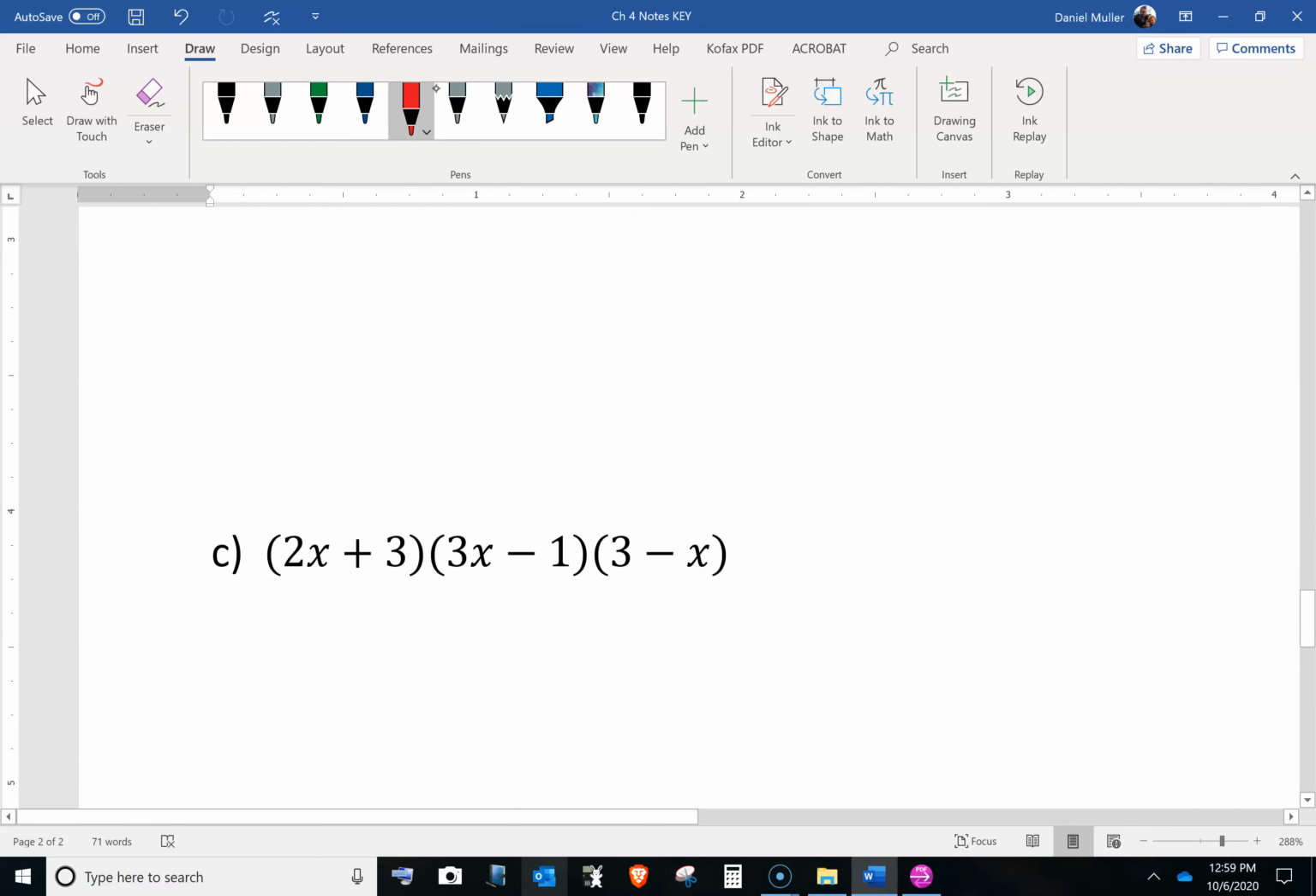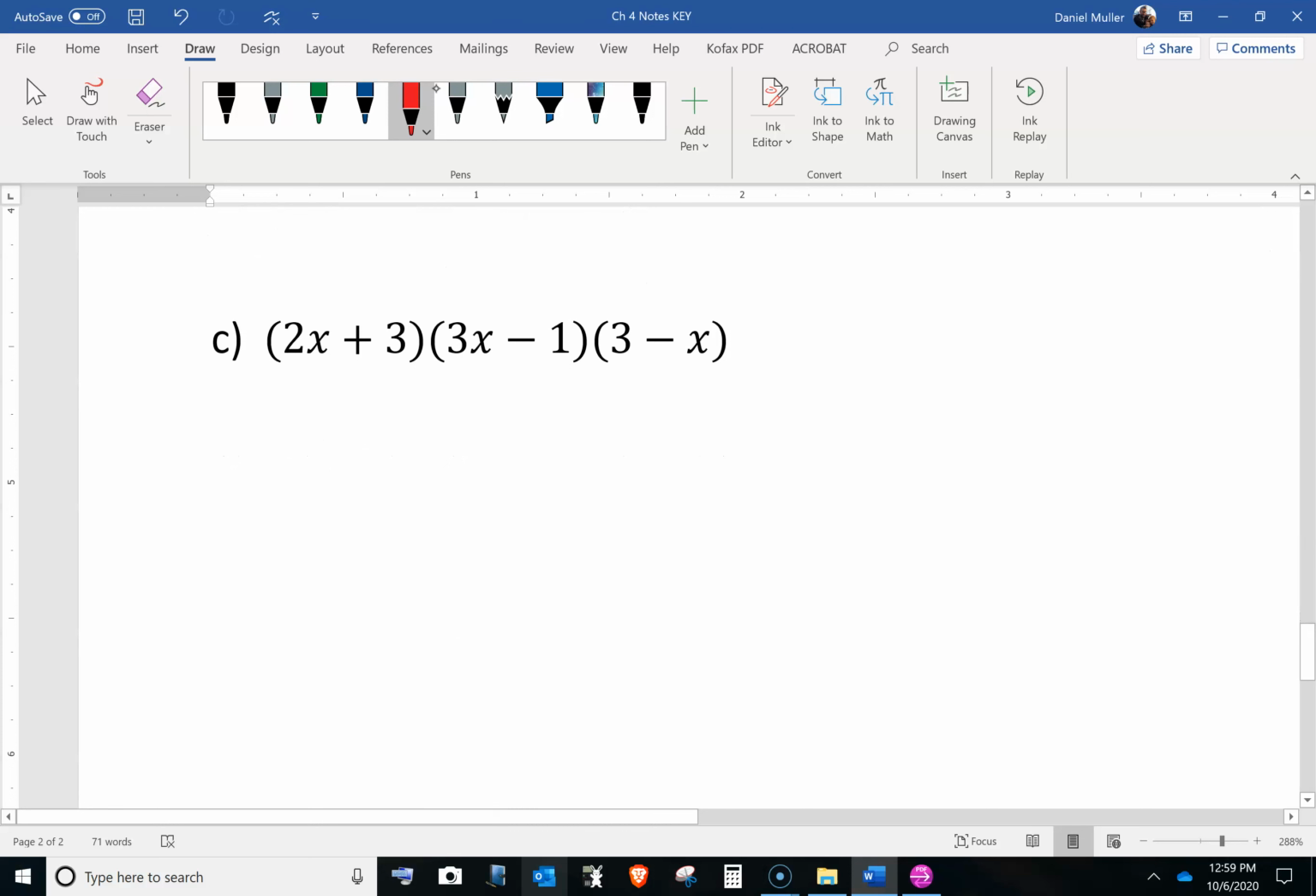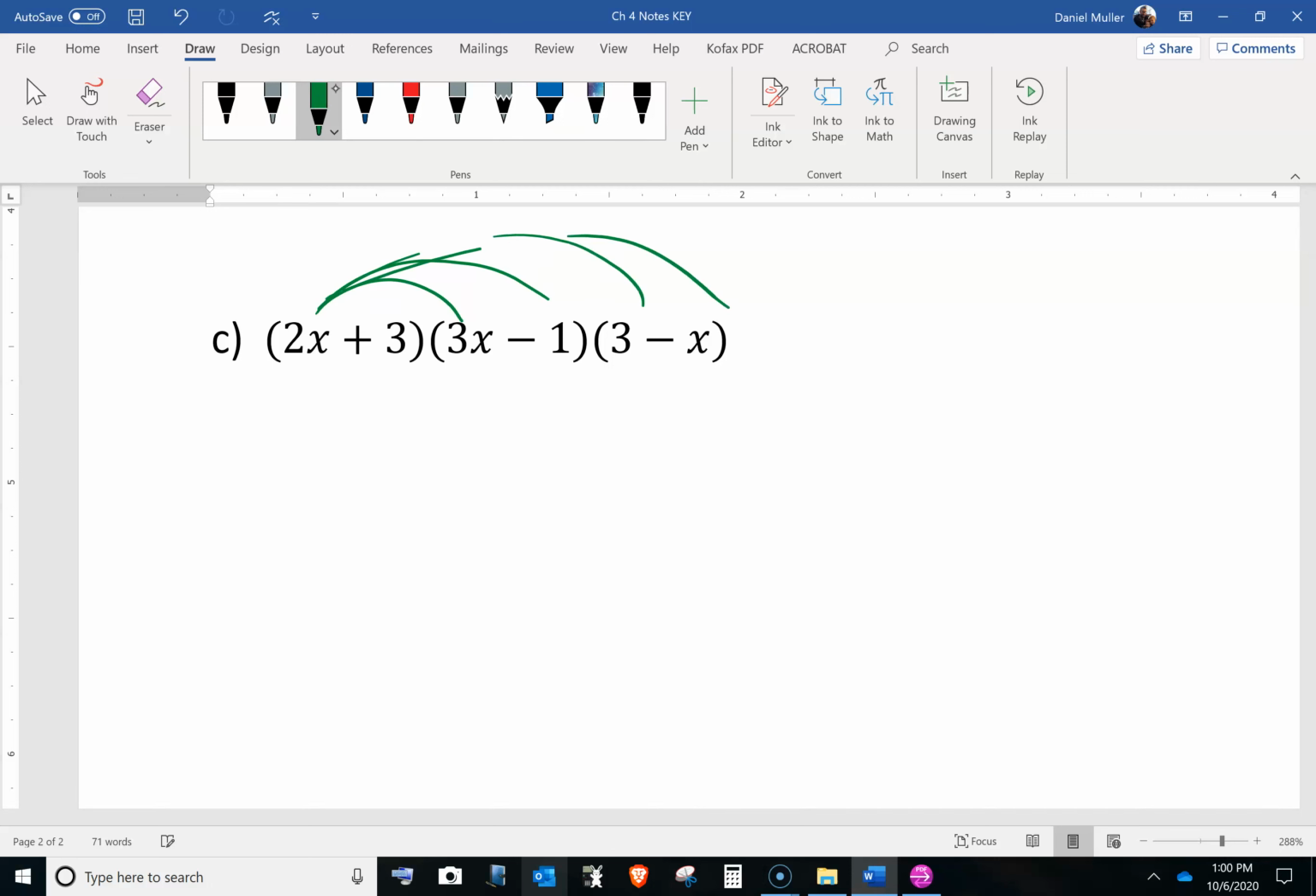Okay, last question here. I like these ones. So one of the things you don't want to do is take this 2x, multiply it in, and multiply it in. That's not what we're doing here. You can't take this binomial and multiply it by here and here.